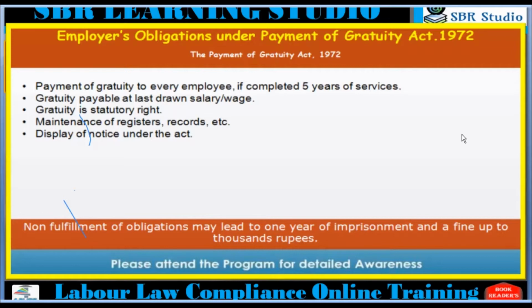So if these provisions apply, every employee who has completed 5 years of service, you need to pay them the gratuity as per the Gratuity Act 1972. It is their statutory right, they can claim it, you have to pay that. If these obligations are not fulfilled, there is a provision of 1 year of imprisonment for the employer and a fine up to 1,000 rupees.